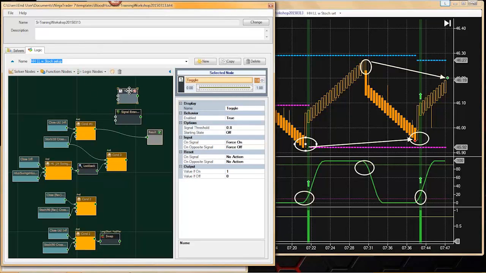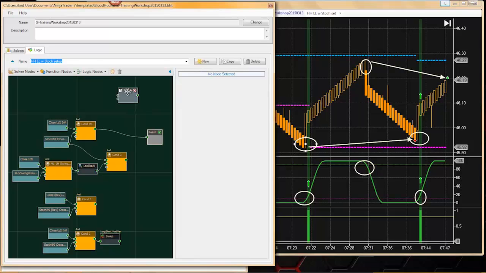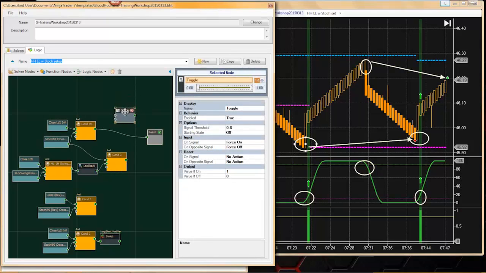The toggle node might be a little more difficult to understand how to turn off. I think it's easier to understand how to turn the signal extender off if you need to turn it off earlier than the number of bars you're going to extend the signal forward. All right, I think I'm going to go with the toggle node since it's a little more universal.